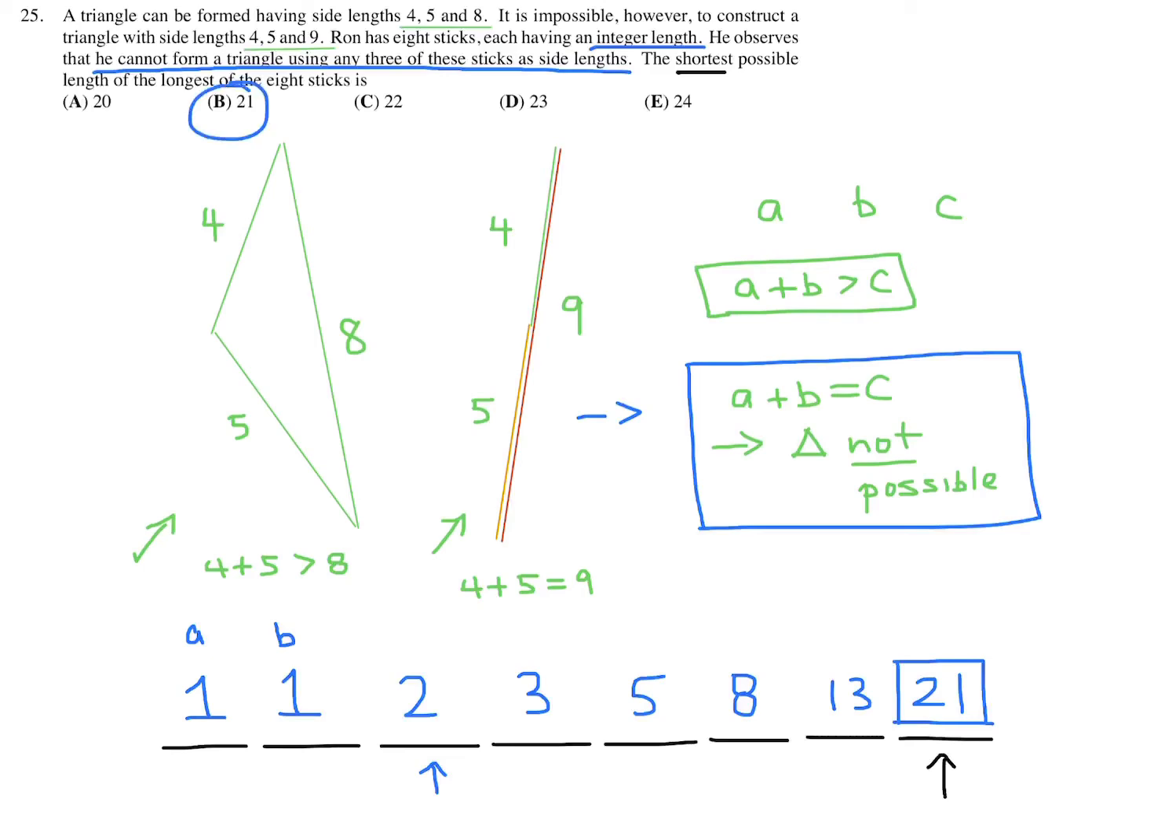And this sequence has a special name. It is called a Fibonacci sequence. So if you are interested, you can read more about this special type of sequence online.